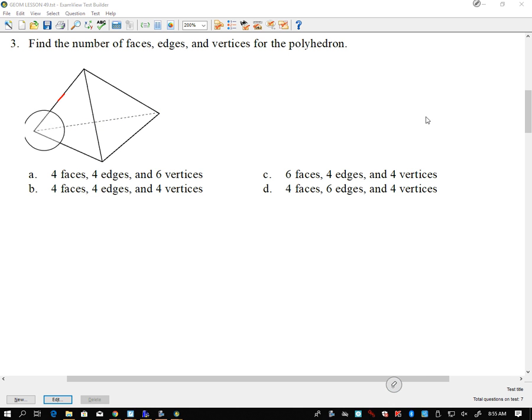Okay. All right, Chandler, how many vertices does this have? 4. Okay. 1, 2, 3, 4. And you were seeing one right here, I think. No, that's not. This is a line coming all the way up the front.